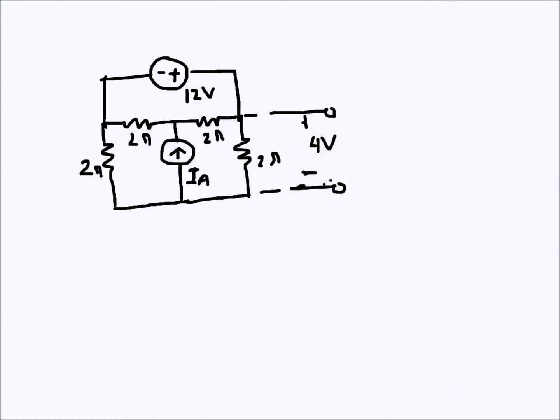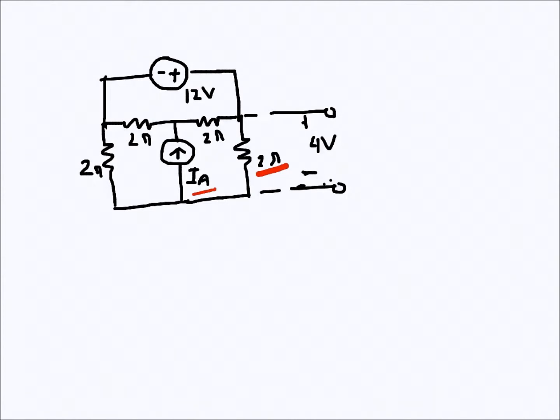So the information that is given is the voltage drop across this 2 ohms resistance is 4 volts, and I need to find the current IA here. So what I can do is, there are two types of sources here, more than one source. So I can apply the principle of superposition.